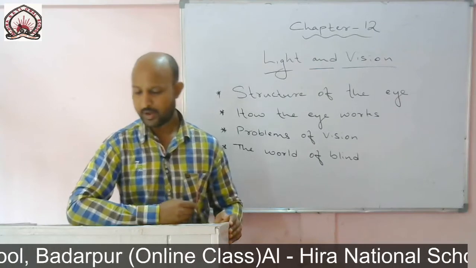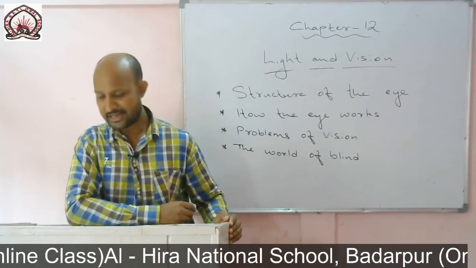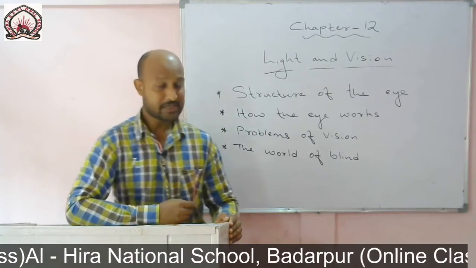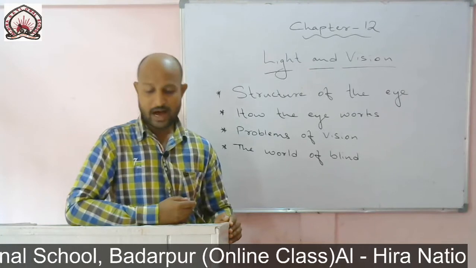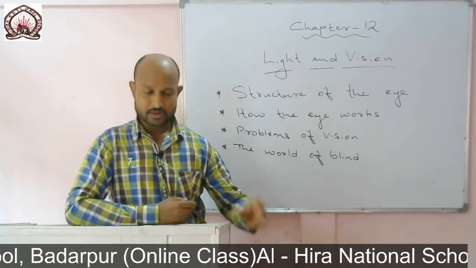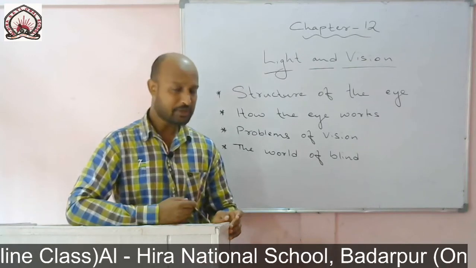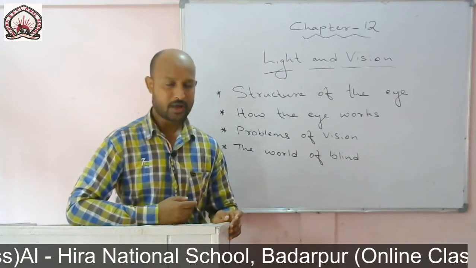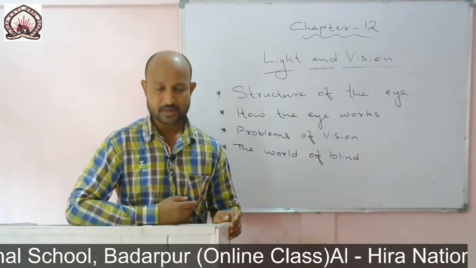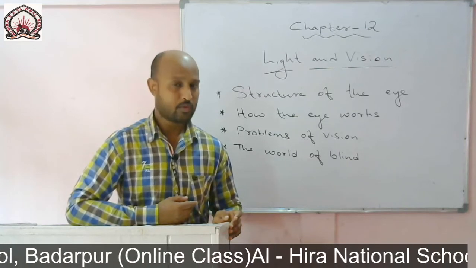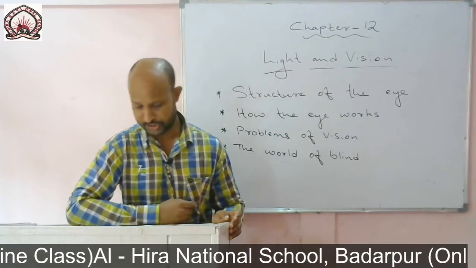When light enters the eye, it finally falls on the retina, and the retina is the place at the back of the eyeball where the image is formed. And when the image is formed at the retina, our brain interprets it to understand what image or what object we are looking at.